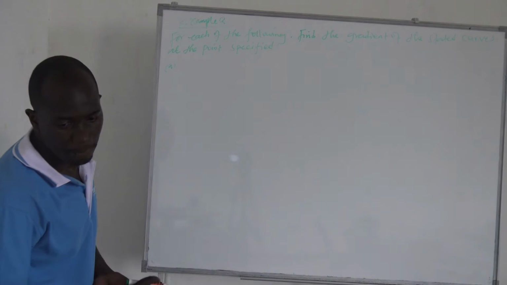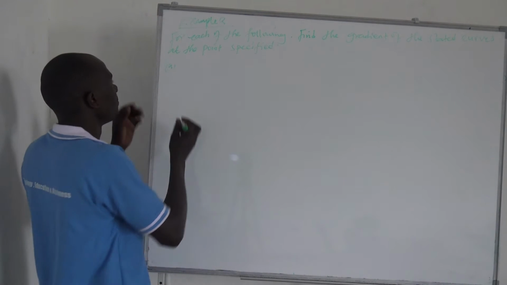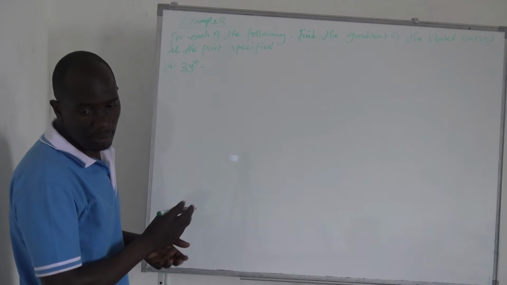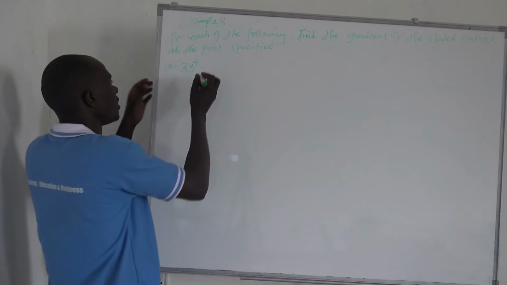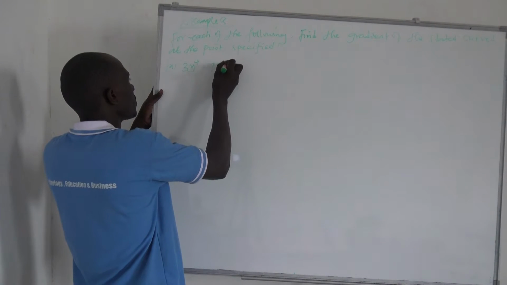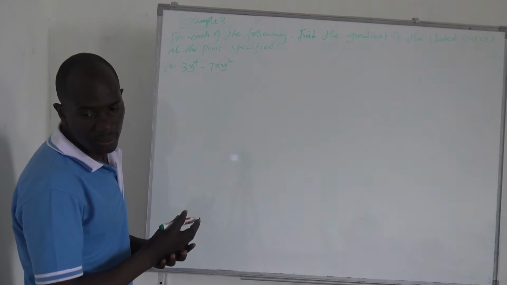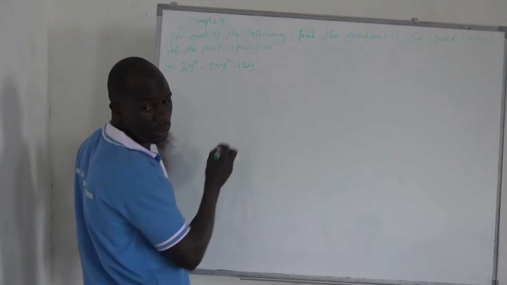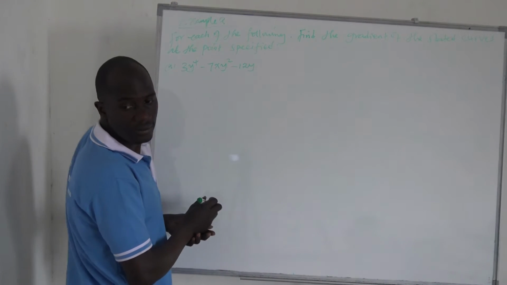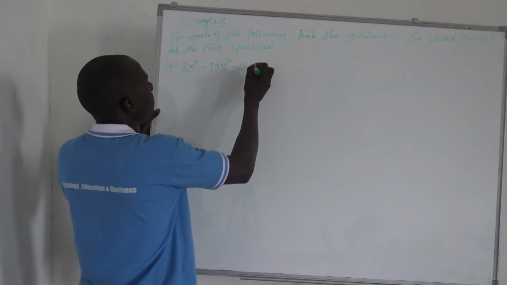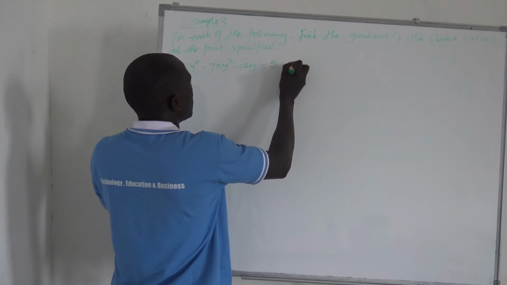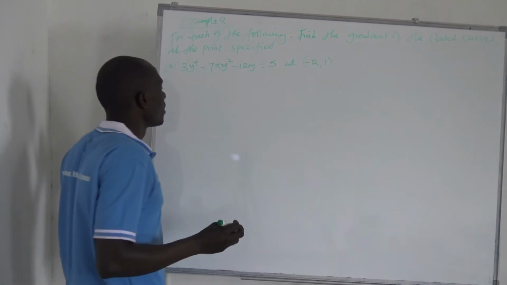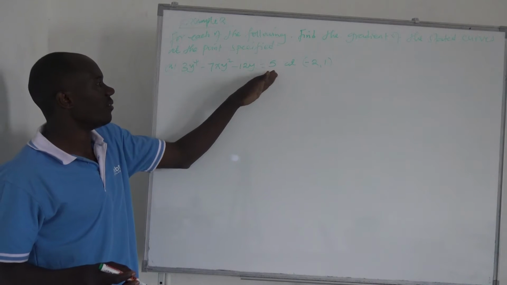A: 3y power 4 minus 7xy squared minus 12y equals 5, at (negative 2, 1). So they have given us this curve.